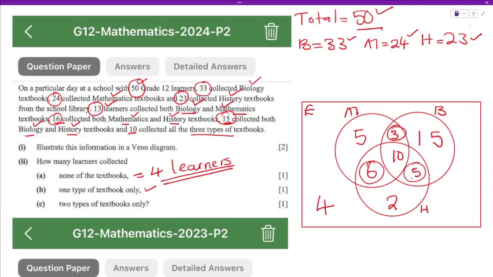Those regions I'm shading or circling are representing those who took 2 types. So one type, the question says one type of textbook only, meaning it's this value there, that one and that one. So I'm just going to say 5 plus 15 plus 2. Okay, 5 plus 15 is 20 plus 2, that's 22 learners.